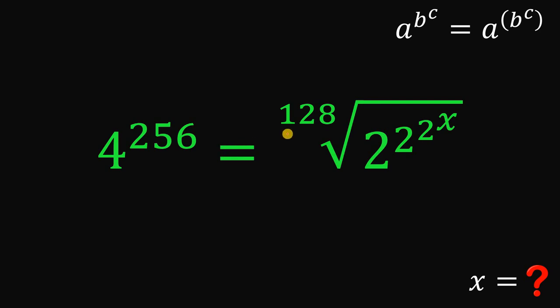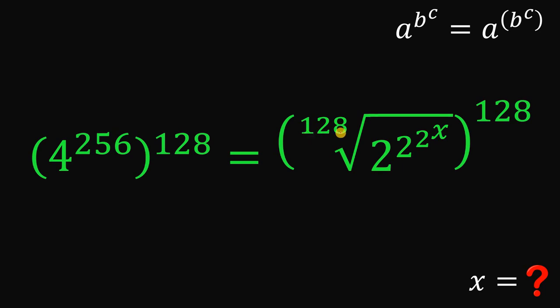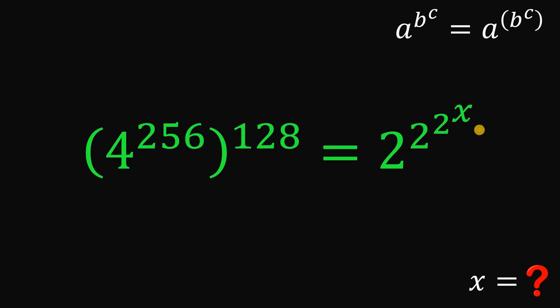Now, what we're going to do here is to eliminate this 128 root. So to do that, let's raise both sides by 128. Now, 128 root raised to 128, this 2 cancel out, so the right-hand side is just equivalent to 2 raised to 2 raised to 2 raised to x.